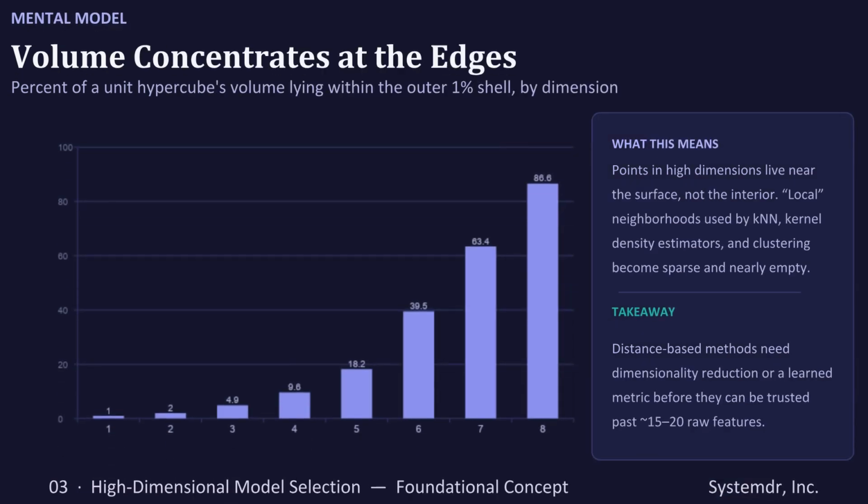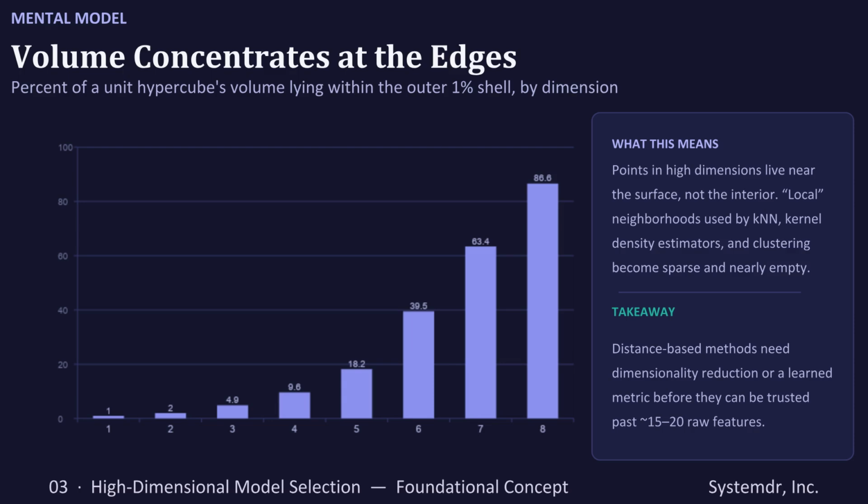This chart makes that curse of dimensionality concrete instead of abstract. What you're looking at is the percentage of a unit hypercube's volume that falls within its outer 1% shell, plotted against the number of dimensions. At 1 dimension, that's a trivial 1%. But look what happens as dimensionality climbs. 5% at 5 dimensions, 18% at 20, 63% at 100, and 87% by 200 dimensions.